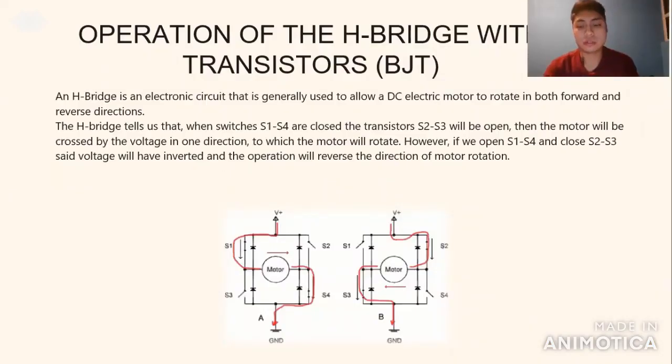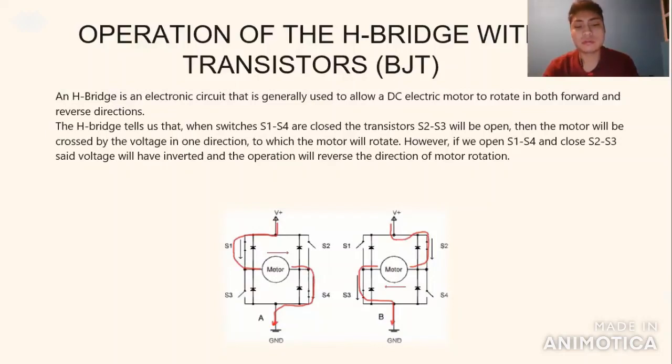Operation of the H-bridge with BJT transistors. An H-bridge is an electronic circuit that is generally used to allow a DC electric motor to rotate in both forward and reverse directions. In this project we use it as a power converter built with BJT-type transistors, using them as switches. This is the second phase of the circuit.